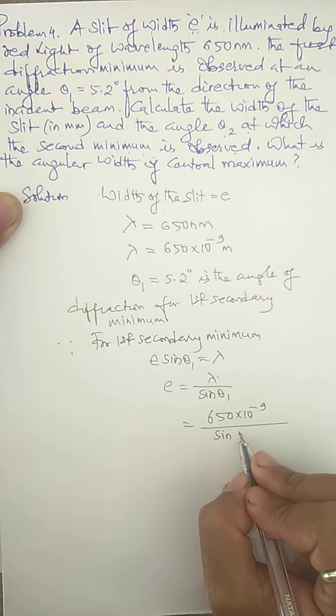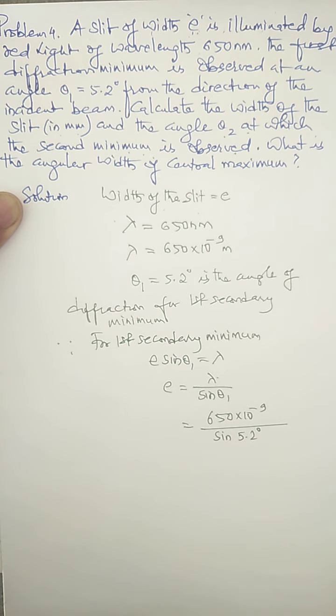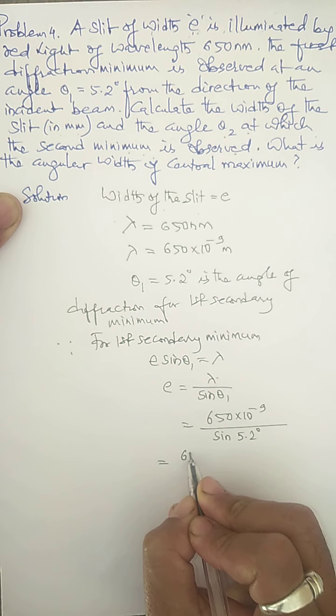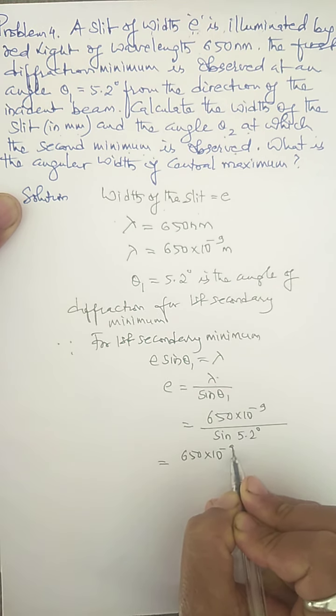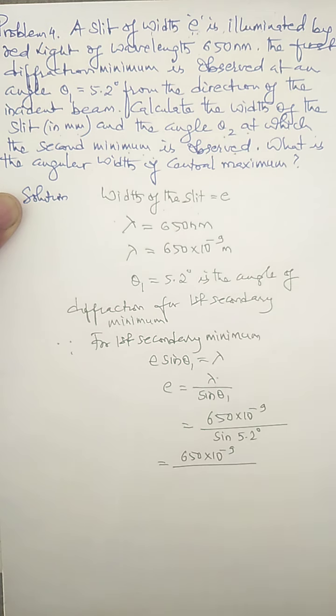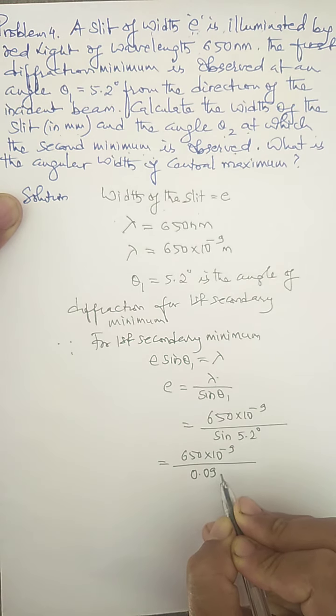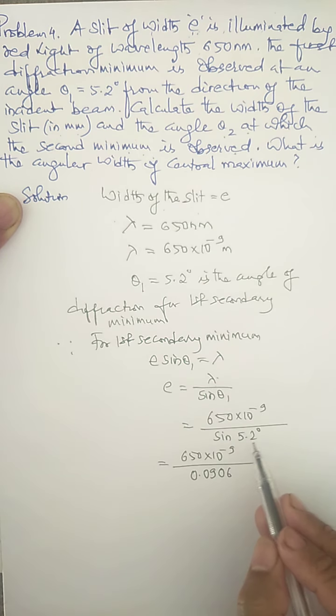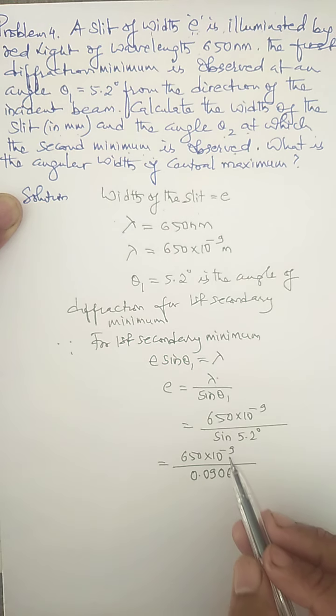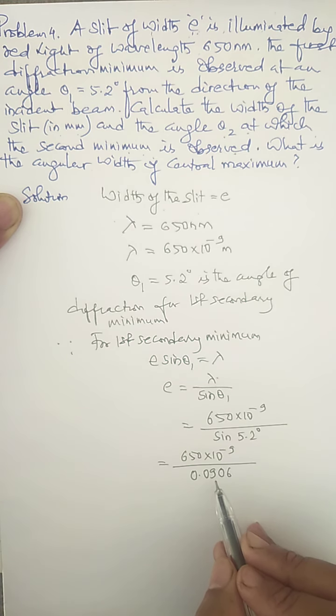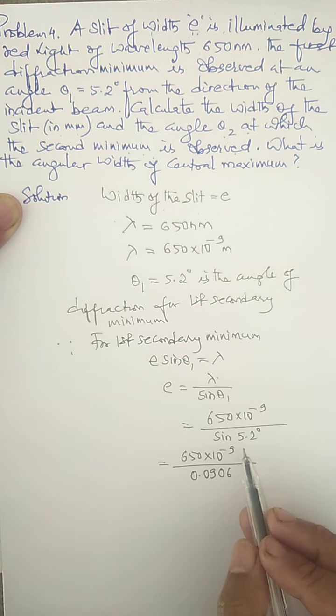Now theta 1 is 5.2 degree. Now this value of sine 5.2 degree can be substituted. Use the calculator, you are allowed to use calculator, and calculate the value of sine 5.2 degree. You get approximately 0.0906. Sine 5.2 degree is not a standard angle, but if you use calculator and calculate, it will be 0.0906.